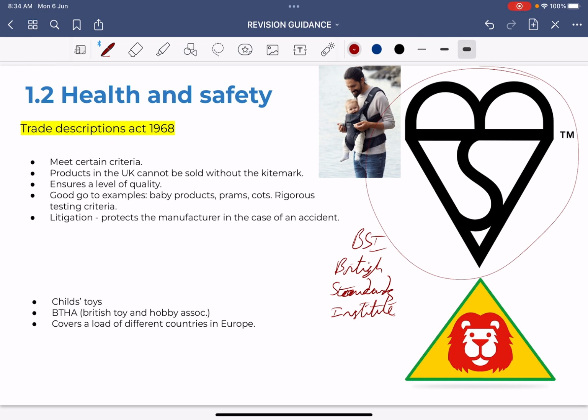Another one that you see commonly is one that looks a bit like this. Now that stands for Conformité Européenne, which means that it's basically passed the test to be able to be sold in Europe, but the BSI is sort of even harder to pass. A lot of countries and regions have their own safety quality mark. So the whole point of the kite mark is that it's basically saying that the product is safe for use in the country where it's been certified. So that's why I've said it meets certain criteria. Products cannot be sold in the UK without this, and it ensures a good level of quality.